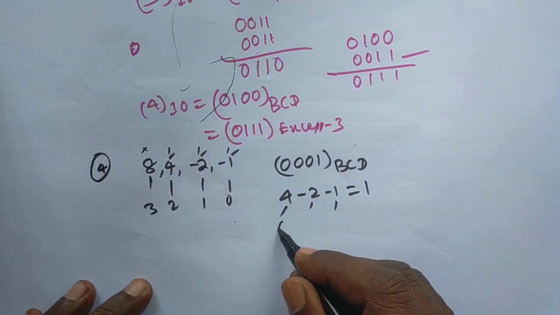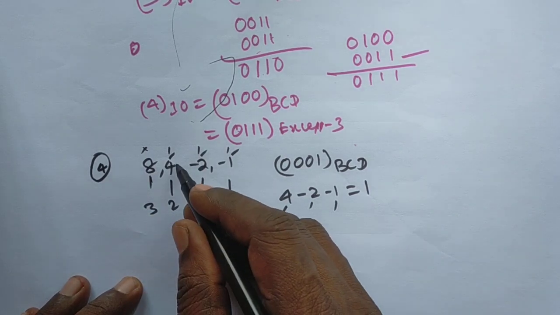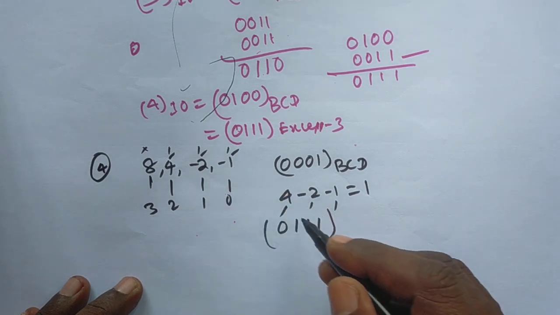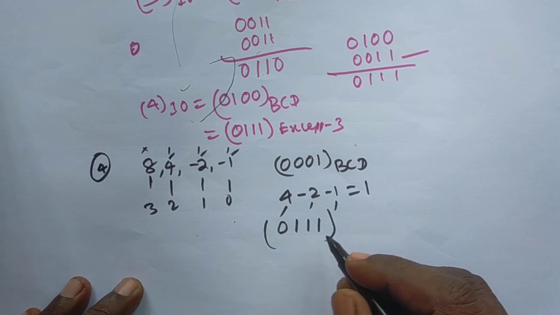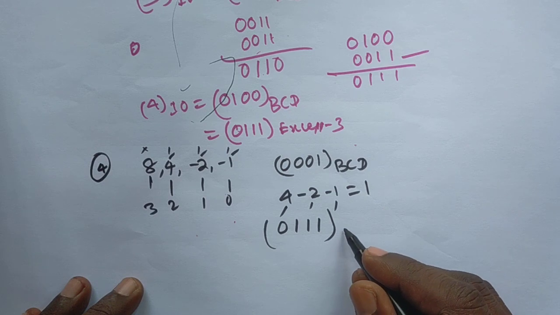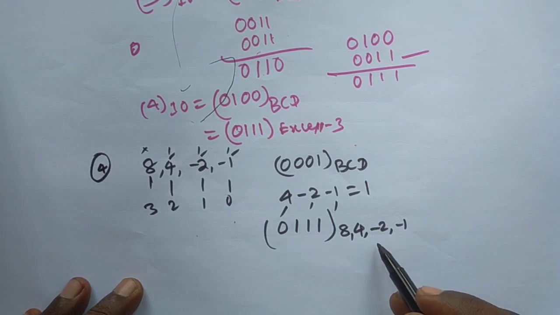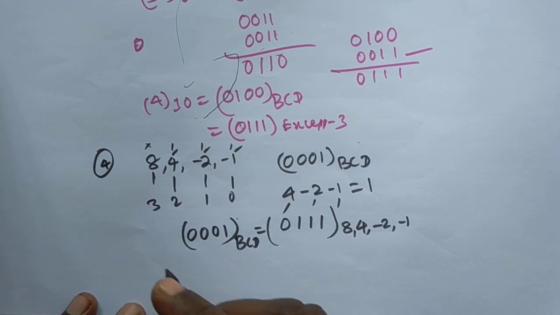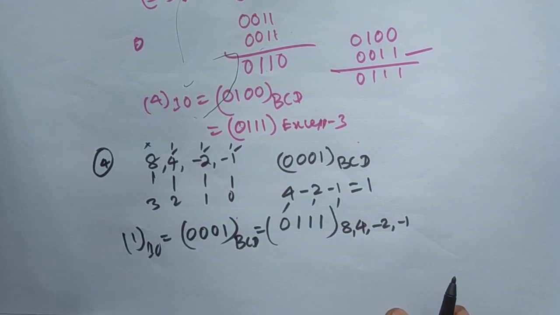What is the value then? The first part is 0, because the 8 part is not recorded. The other parts, 4, -2 and -1, are required, so 1 1 1. The total value will be 0 1 1 1 in 8 4 -2 -1 form. The binary code of this is equivalent to 0001 in BCD. In this way, 1 can be represented by this value.